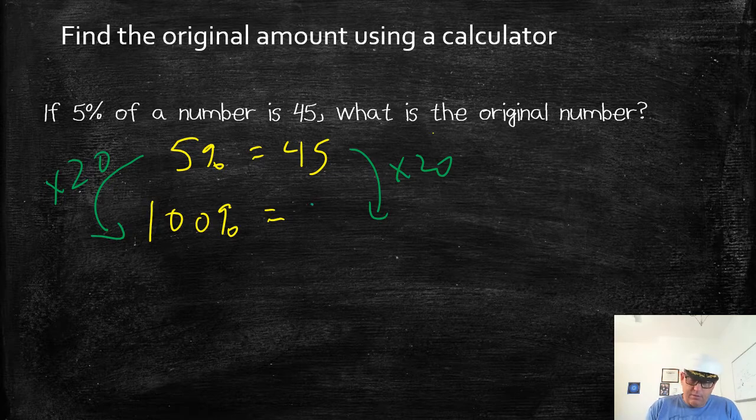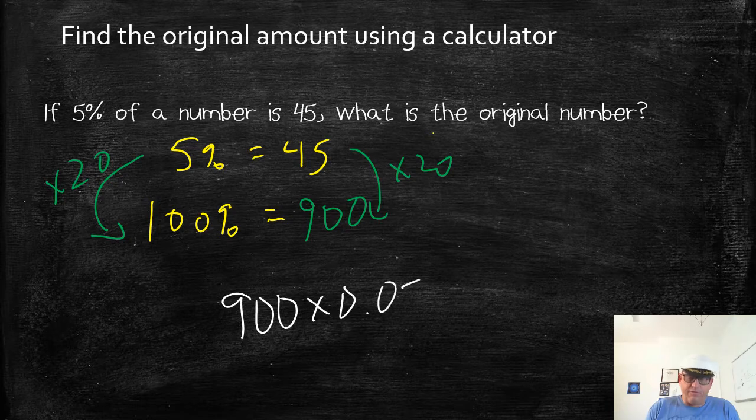So I'm going to get 900. So if 5% of a number is 45, the original number is 900. What that means is, if I worked out 5% of 900, so 900 times 0.05, that's how we find 5% of a number, multiplied by 0.05, I'm going to end up with 45.